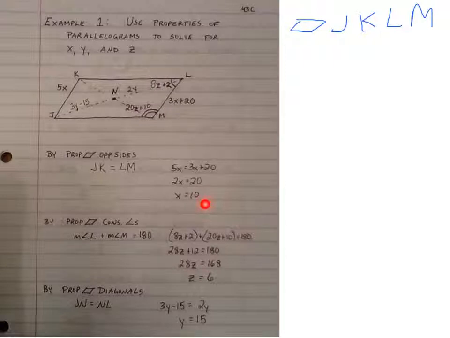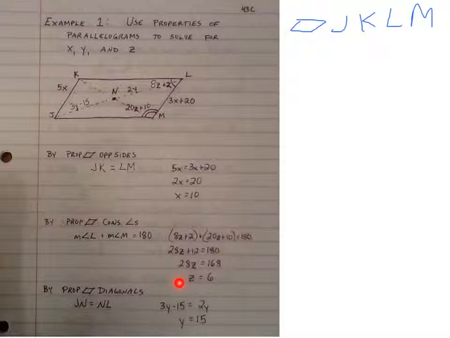The second property, or actually this was the third property that I shared, was about consecutive angles. And that property said if you have a parallelogram, consecutive angles are supplementary, which means that the measure of angle M plus the measure of angle L will equal 180 degrees. So we substitute those values in for M and L, and we get the equation 8z plus 2 plus 20z plus 10 equals 180. And if we simplify that equation down, we arrive at z equals 16.